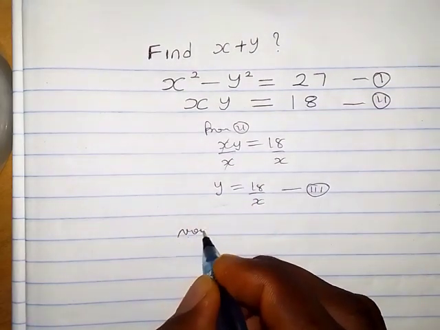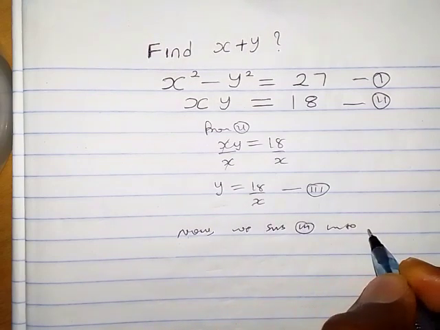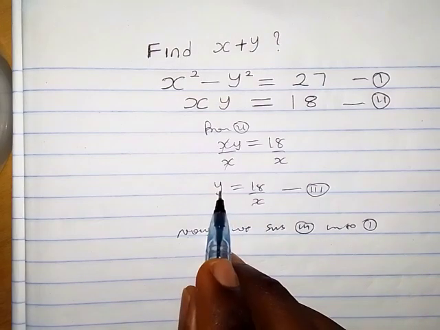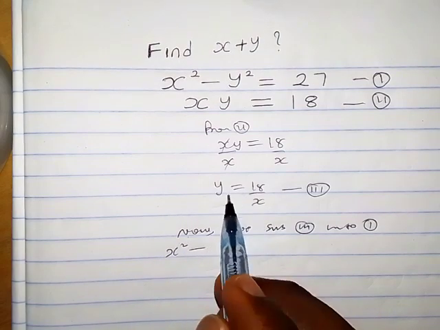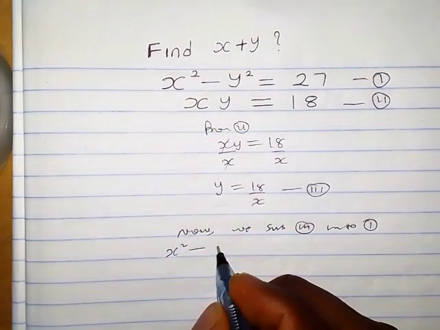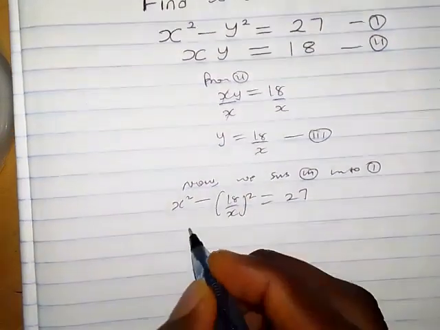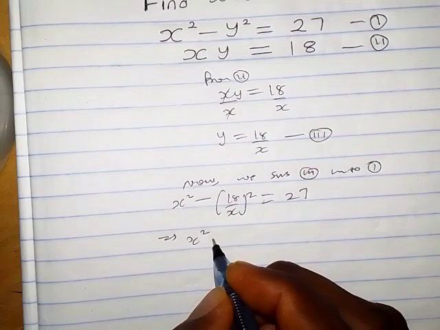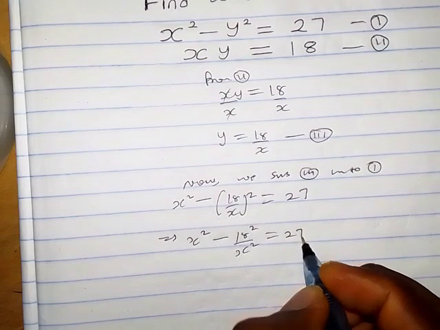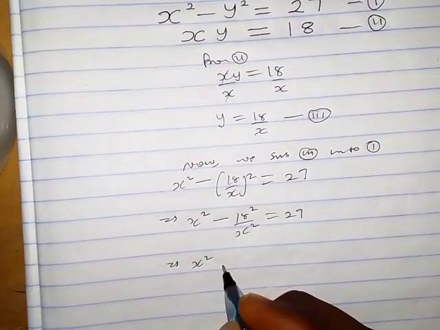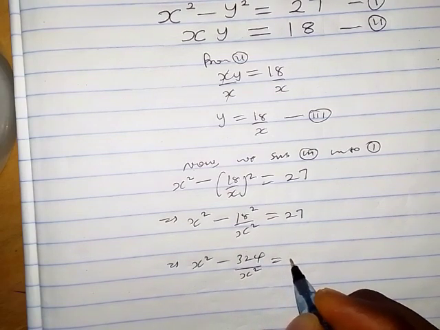Now we sub equation 3 into equation 1. We just substitute equation 3 into equation 1. So we have x squared minus, in the place of y we just replace it with 18 over x, all squared, equals 27. This implies that we have x squared minus 18 squared over x squared equals 27. So we have x squared minus 18 squared, which is simply 324, over x squared equals 27.